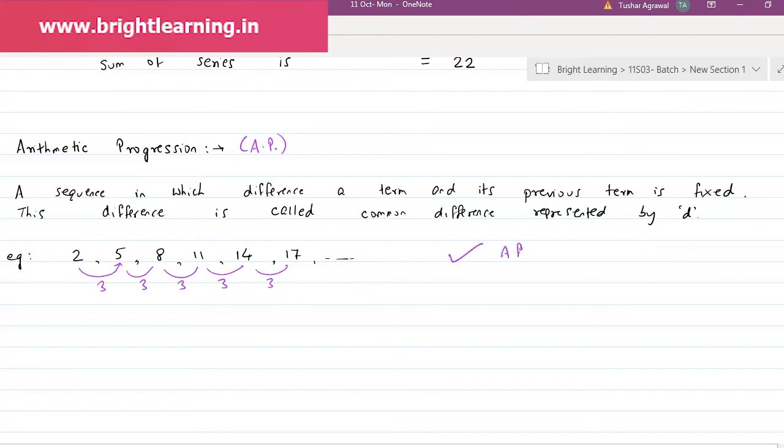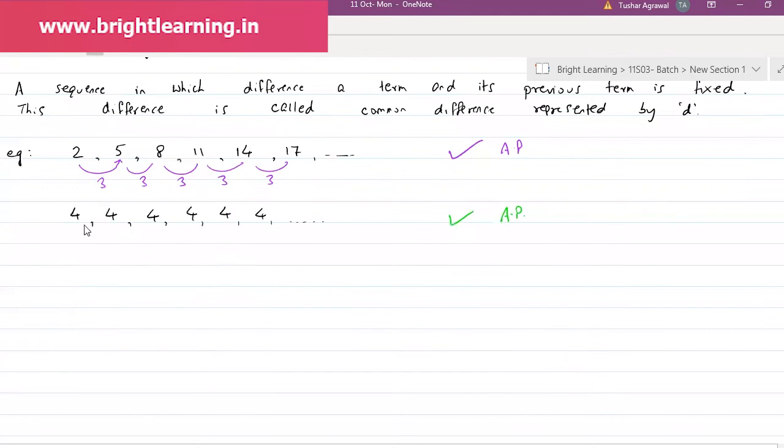If I give you this sequence, for example, 4, 4, 4, 4, 4, 4, 4, and so on. This is again an AP. Keep this in mind. So the common difference will be 0. Yes, sir. Not a problem at all. Common difference is 0. The difference between a term and its previous term should be fixed.